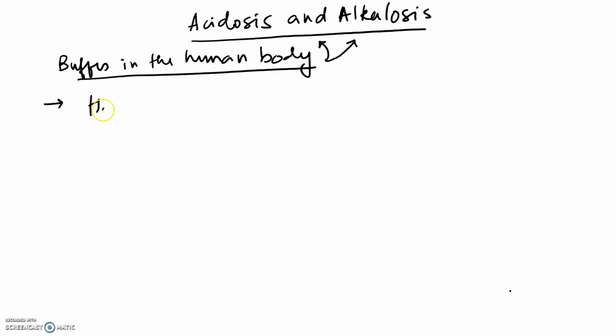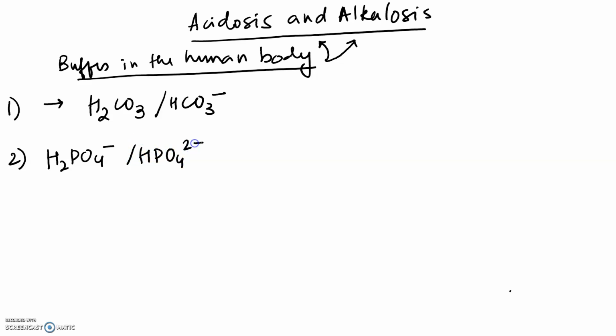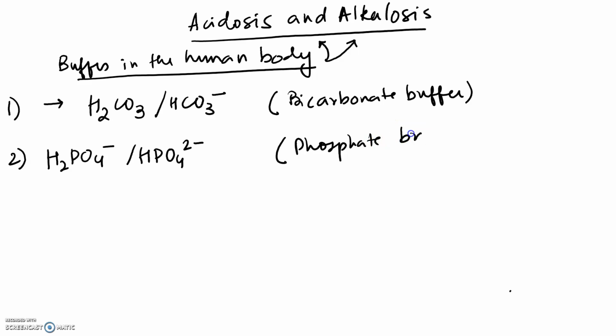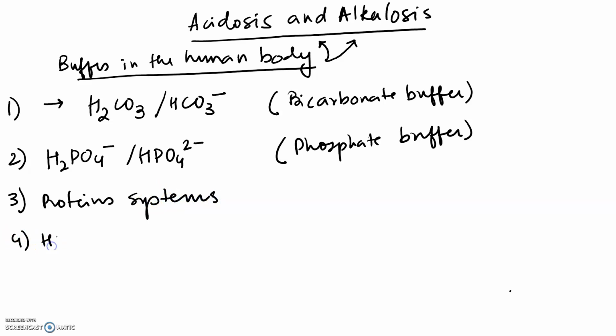The first system, probably the most common, is the bicarbonate system, which is simply H2CO3 and HCO3 minus. Number two is your phosphate system, which is H2PO4 minus and HPO4 2 minus. On a cellular level, you can also have proteins that act as buffers, and you also have hemoglobin.